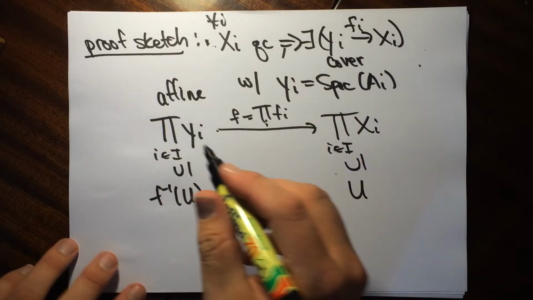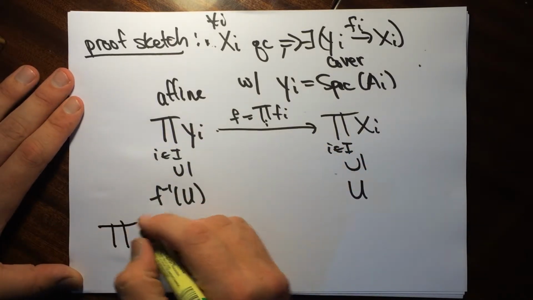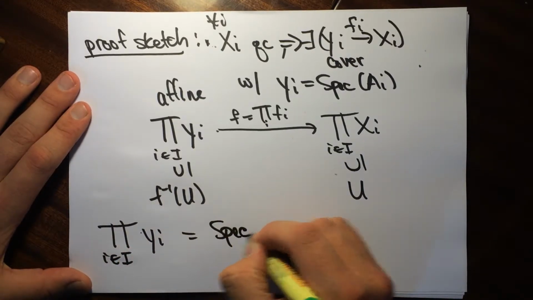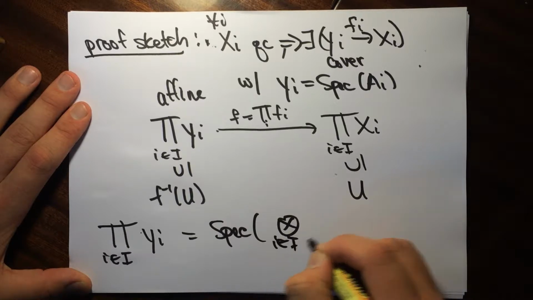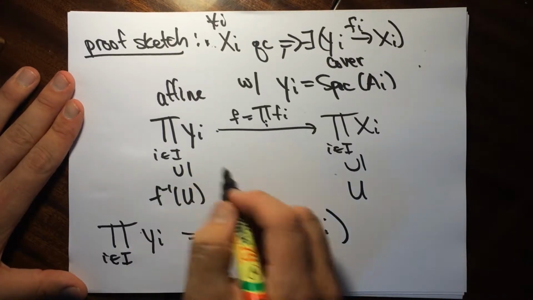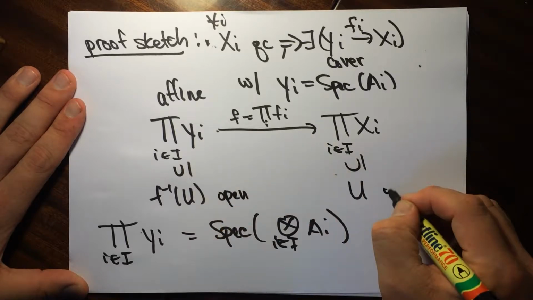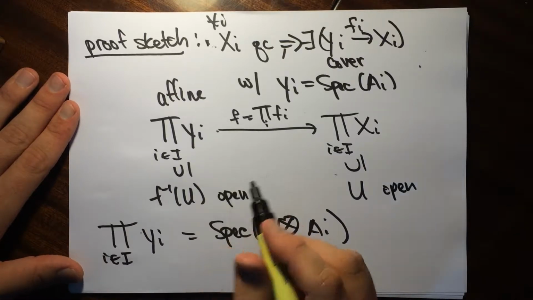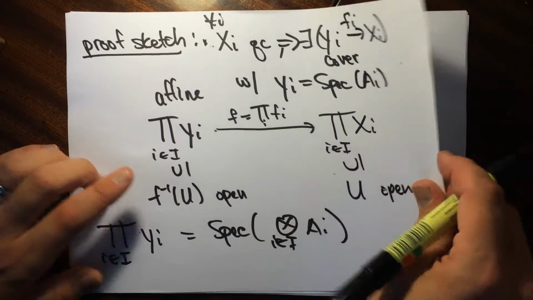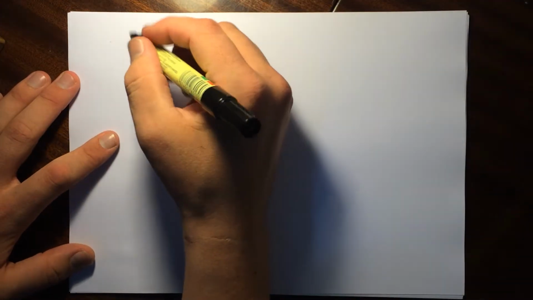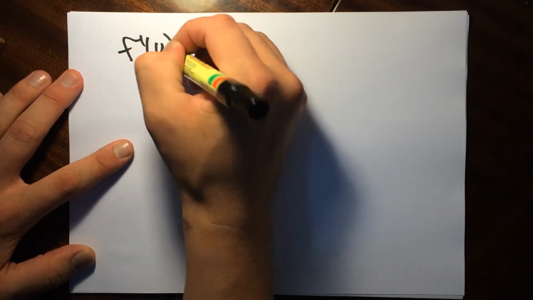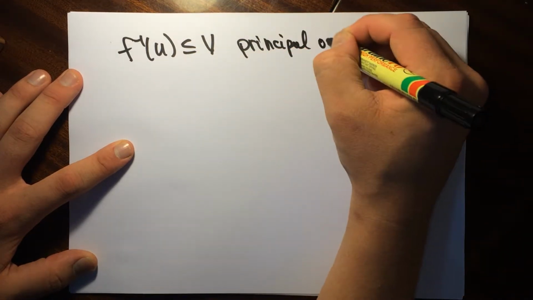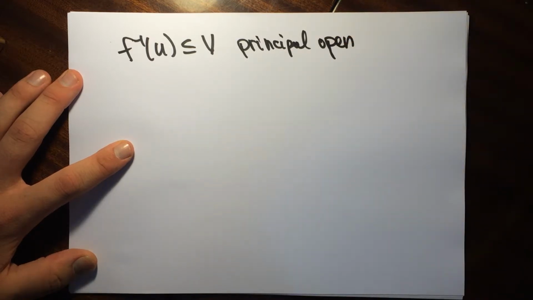It's actually equal to the product of these Yi's for i in I. We knew this thing about tensor products: it's this big tensor product for i in I of these Ai's. Okay, and I want to prove something. This is an open here, and this is an open here, so the inverse image of an open is an open. It turns out that F inverse of U is going to be contained in V, which is a principal open subset.